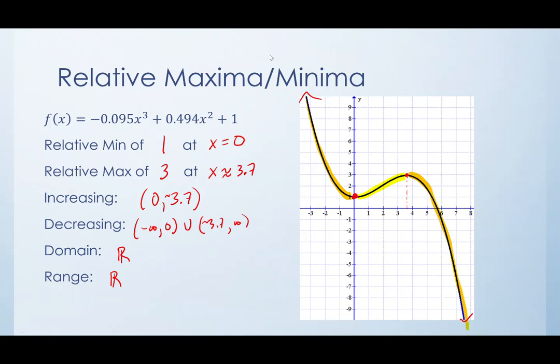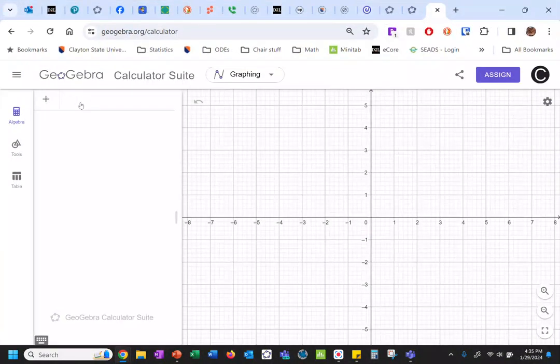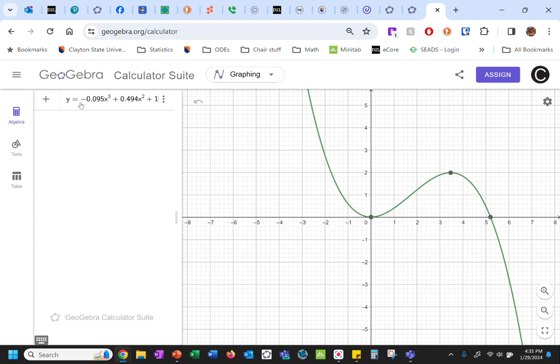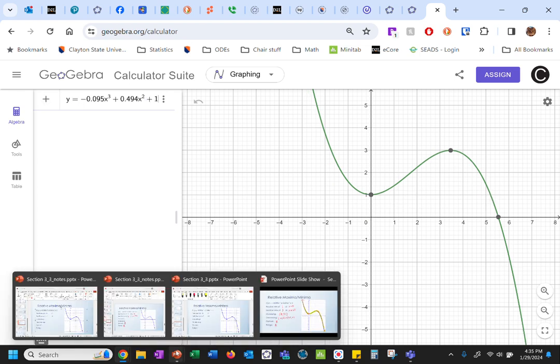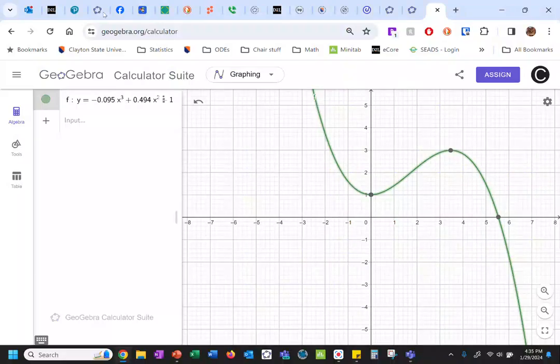So let's look at graphing this in GeoGebra with my mini tabs. We're going to type in the formula that we were given, which was negative 0.095 x cubed plus 0.494 x squared, I think it was, plus 1. We're going to check real quick. So yeah, looks about right. And so we've got our graph here. Looks a little bit nicer than the one I had, but that's okay.